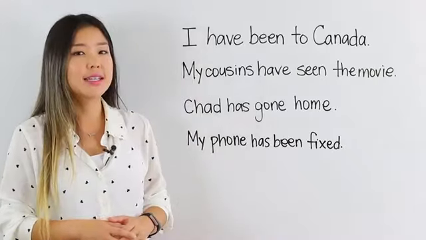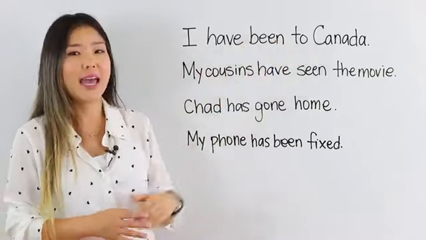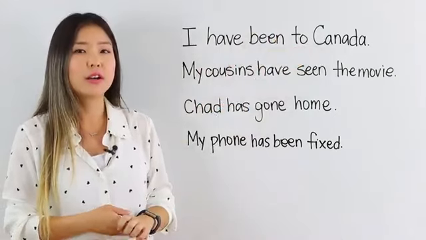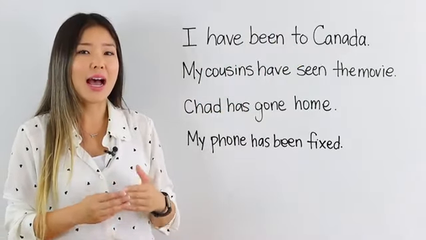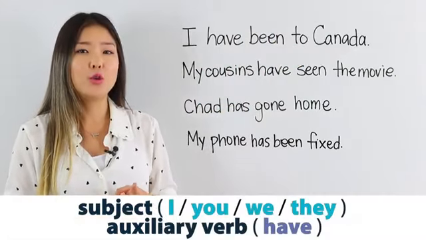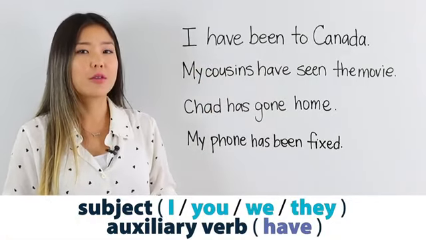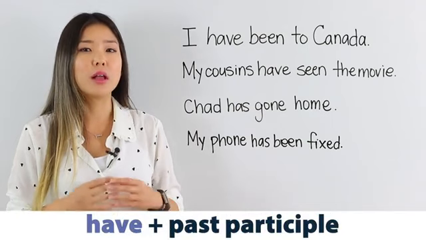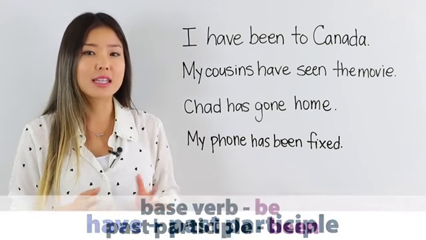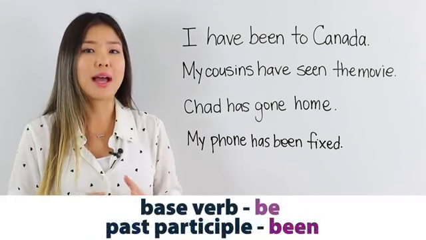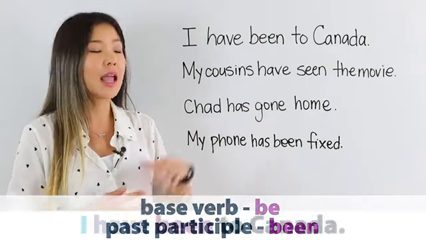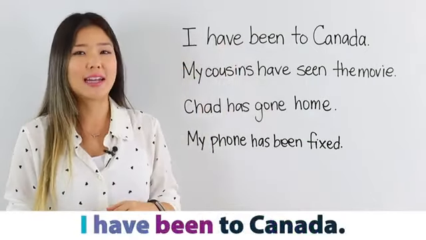The first one says, I have been to Canada. What we do here is we start with the subject, I. For I, you, we, and they, we follow with have. After that, we use the past participle of the verb. In this case, the verb is be, and so the past participle is been. I have been to Canada.